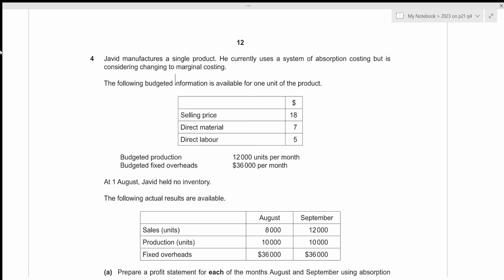Since question number 4 is of 30 marks, ideally you should be spending about 35 minutes in order to solve this question. And in this video as well, we'll be attempting to solve this question under 35 minutes. So without any further delay, let's get started.